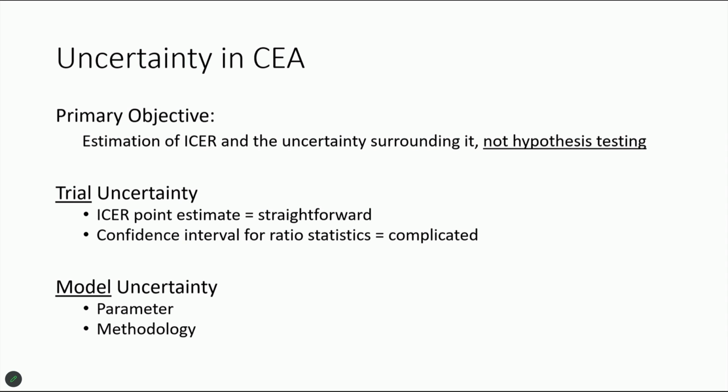Lastly, uncertainty is handled and presented in a less familiar manner in cost-effectiveness analysis. It's important to remember it's not based on hypothesis testing, so we're not evaluating p-values. For ICERs derived from trial data, the point estimate of the ICER is straightforward to calculate, but confidence intervals for ratio statistics are not, and we won't get into that here. Meanwhile, for ICERs derived from model data, uncertainty is introduced through the parameters as well as through the model structure and assumptions made in constructing it.